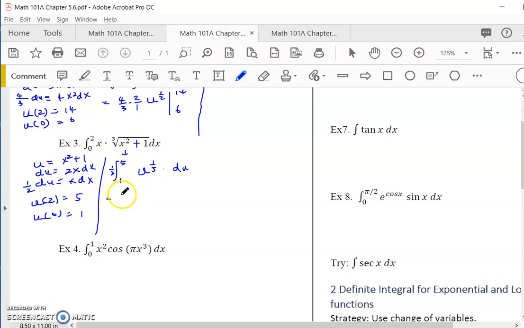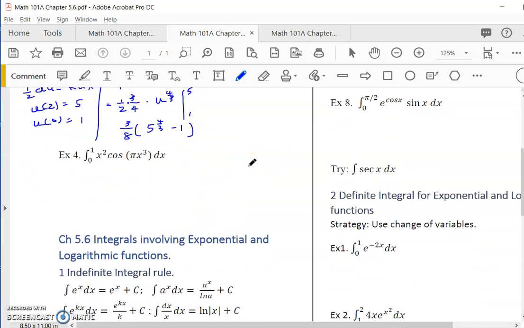So it will be 1/2. 1/3 plus 1 is 4 over 3, so it's times 3 over 4 times u to the 4 over 3, from 1 to 5, right? So that means 3 over 8, 5 to the 4 over 3 minus 1. Is it 4 over 3? Right, this is a 1/3, so 1/3 plus 1 equals 4 over 3, and then our multiple will be 3 over 4. Yeah, so that's it. That's the answer.